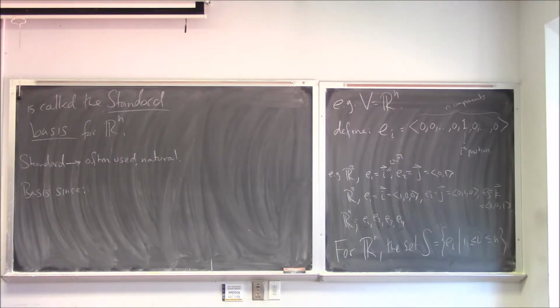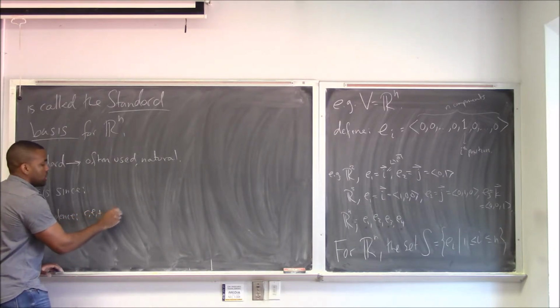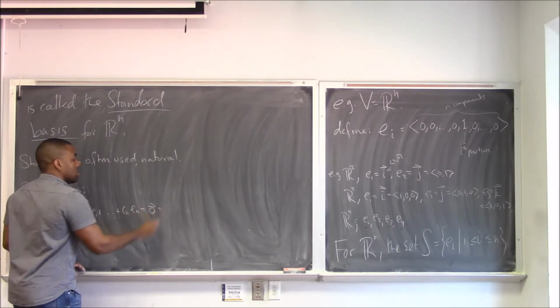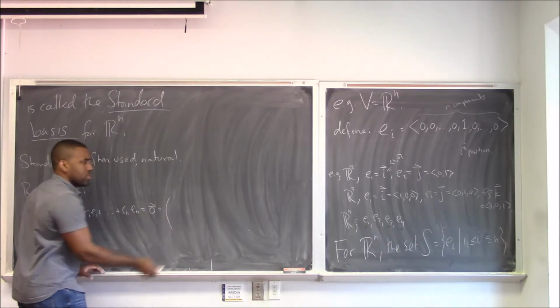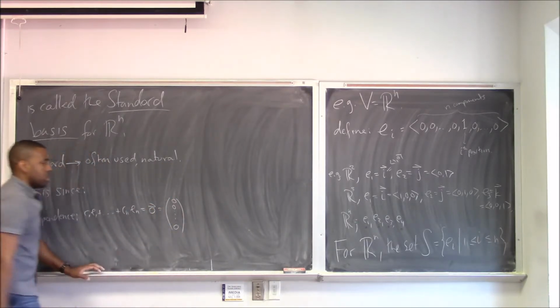We've got to show the two things. Let's show independence. If I take C1 E1 plus ... Cn En equals the 0 vector, which is just, let me write these as column vectors because I don't want to take a lot of space, 0, 0, ... n times.